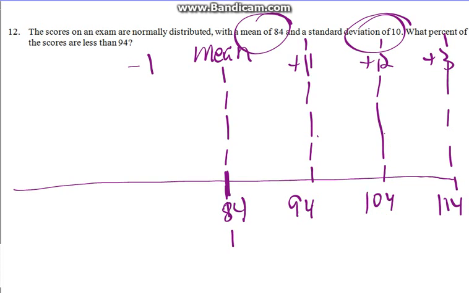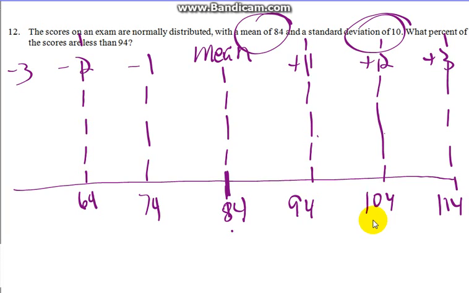Now we're going to subtract 1, subtract 2, and subtract 3 standard deviations. So this one is going to be 74, 64, and 54. Now we know that we can draw our curve.